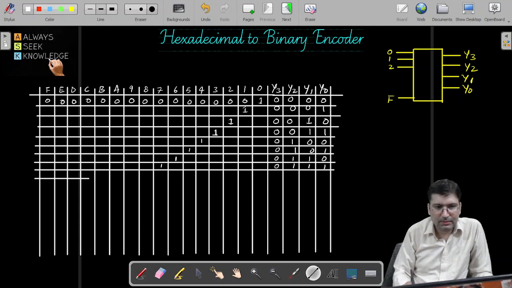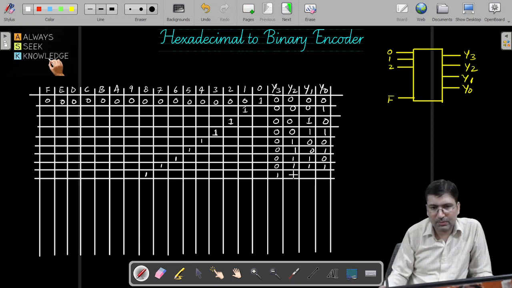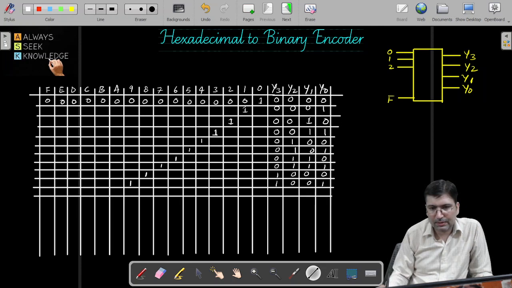Then 8, so let's say 8 is this, when this is high, 8 will be represented 1 and then 3 zeros. Then let's say 9th input is high, this place is having value high. Then 9 will be represented like 1, 0, 0, 1. Similarly for 10, if this is high, 10 will be represented as 1, 0, 1, 0, right? 10 means A, right? So when A is high, when B is high, B means 11. When this place is high, B, 11 means 1, 0, 1, 1, right?